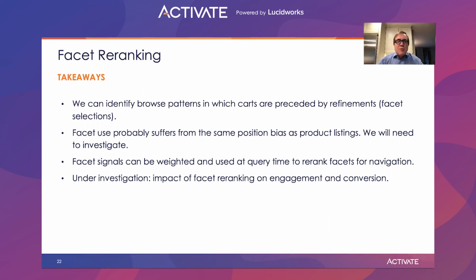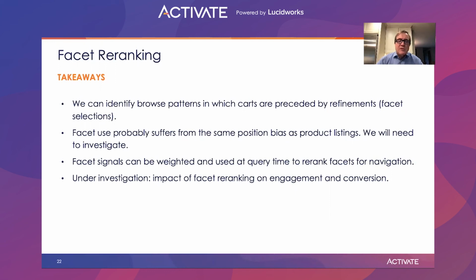But this type of interaction probably suffers from the same type of position bias as we have with product listings. It would make sense that if the current system is presenting the facets in some fixed order, let's just say alphabetical, then we might notice, boy, the A's and B's and C's facets sure get used a lot more than the others. So we need some way, again, to account for that type of position bias and weight these signals appropriately so that we don't just repeat what's already in place.